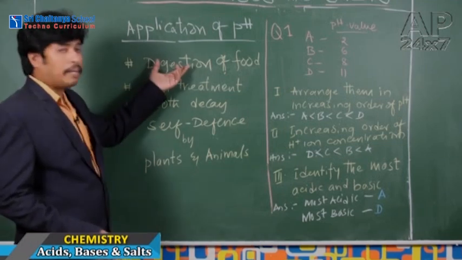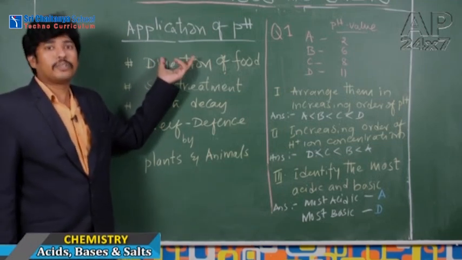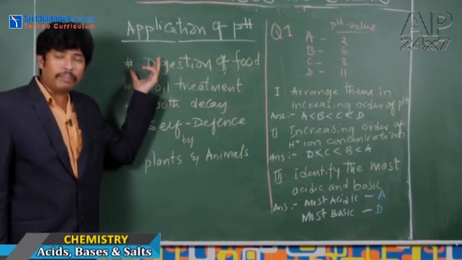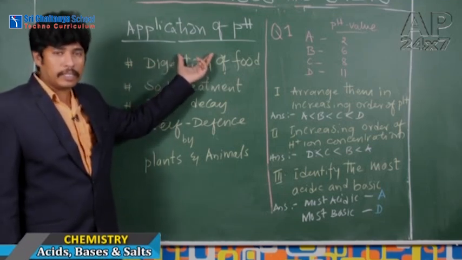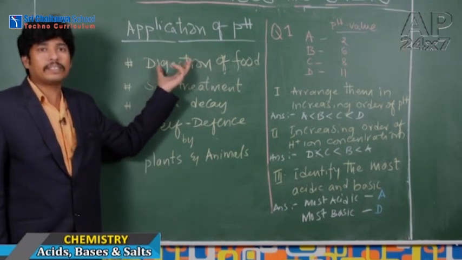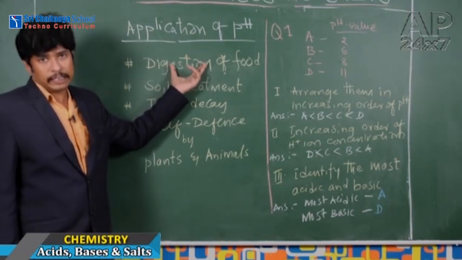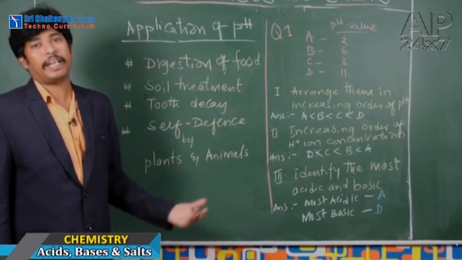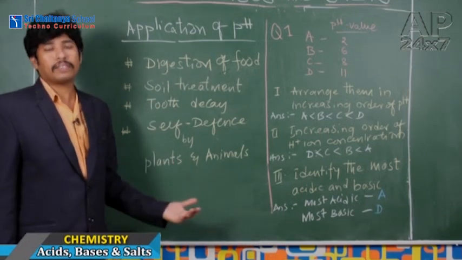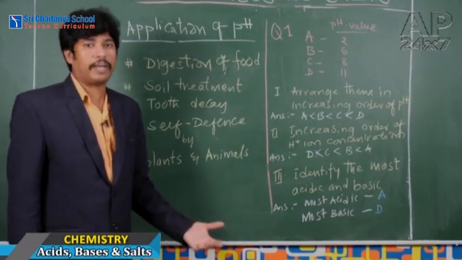By using different antacids like sodium hydrogen carbonate or sodium bicarbonate. Very simply we can neutralize that acidity in the stomach. These are called antacids. Antacids are nothing but mild basic substances. Best examples for antacids are sodium hydrogen carbonate, aluminum hydroxide and magnesium hydroxide.